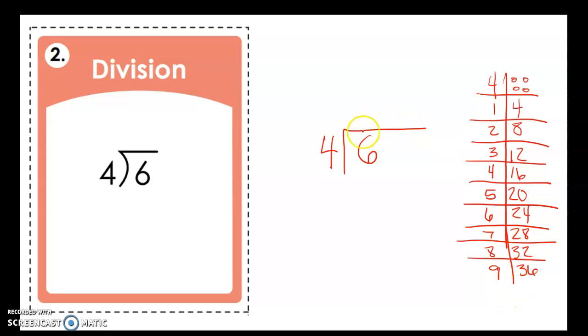Okay, so I'm going to look for something close to 6. 4 is the closest I can get because 8 is too much. You can't go over it. So I put a 1 up top, minus 4. 2 is less than 4, so I know I'm done. My answer is 1 remainder 2.